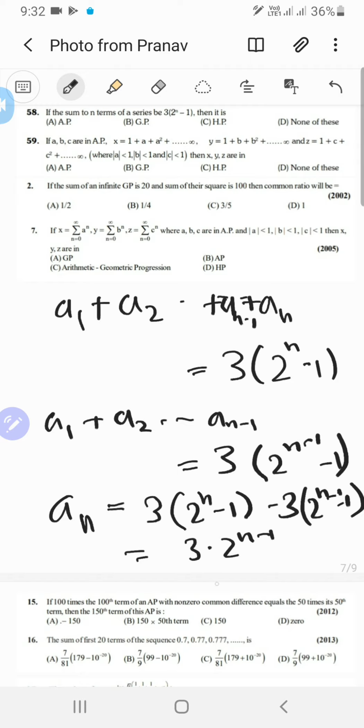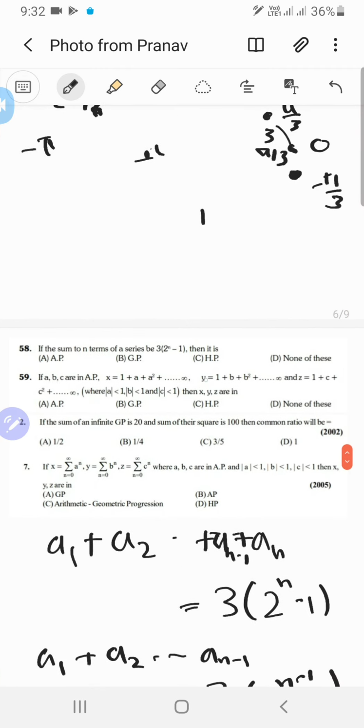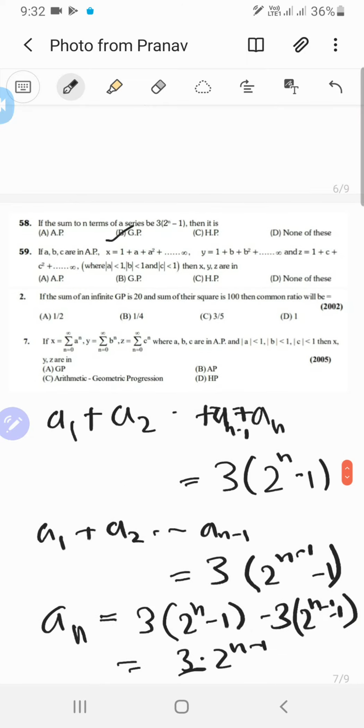So yeah, this is supposed to be a GP. Yes, this is a GP with the first term being 3 and the ratio being 2. Okay, so where's that question? Yeah, then it is a geometric progression like that.